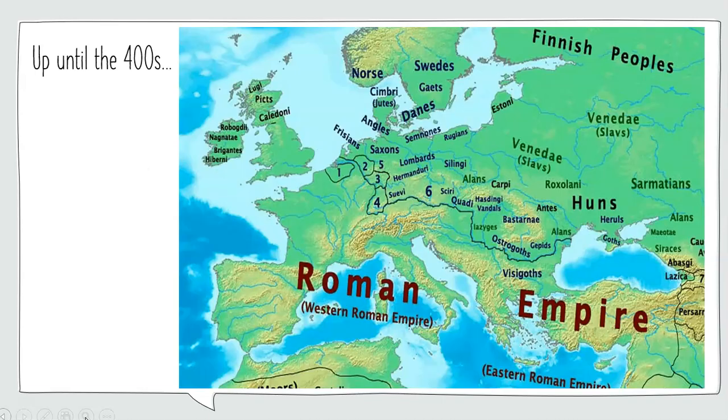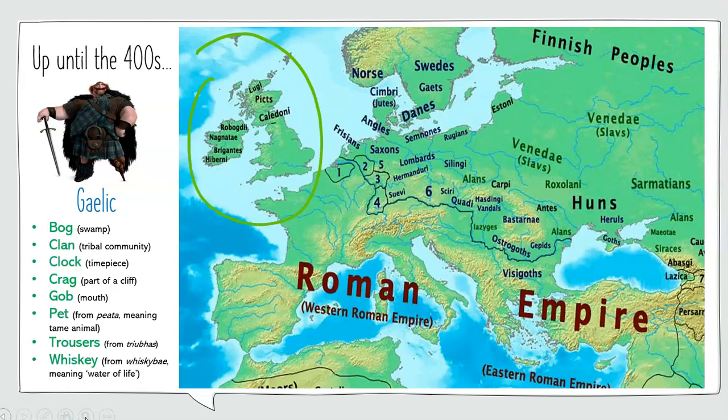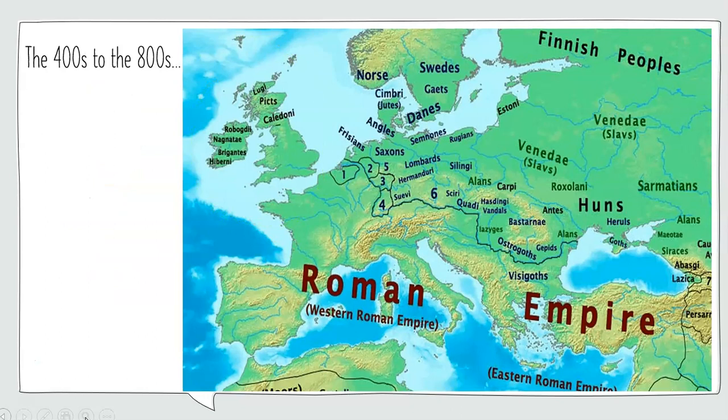So looking at the history of where the English language came from, we can start around the 400s in the United Kingdom itself, or Great Britain. At this time, there were a bunch of clans that lived in Great Britain, and one language that was spoken, which is still spoken today, was Gaelic. We still have some words from Gaelic, like bog, clan, clock, crag, gob, pet, trousers, and whiskey. All of which sound very Scottish when you listen to them, and all of which we can recognise today, and we know what they mean.